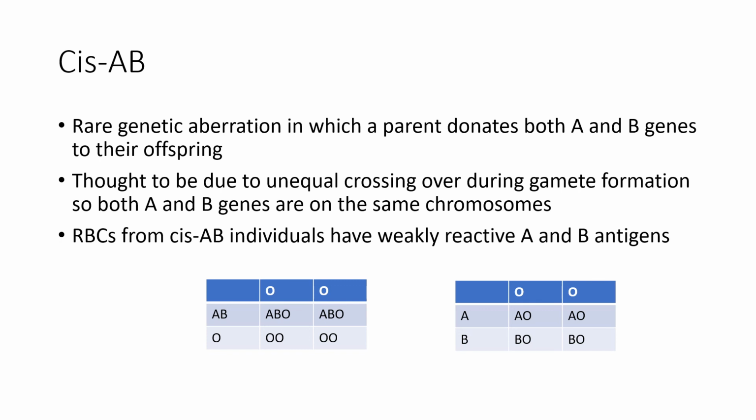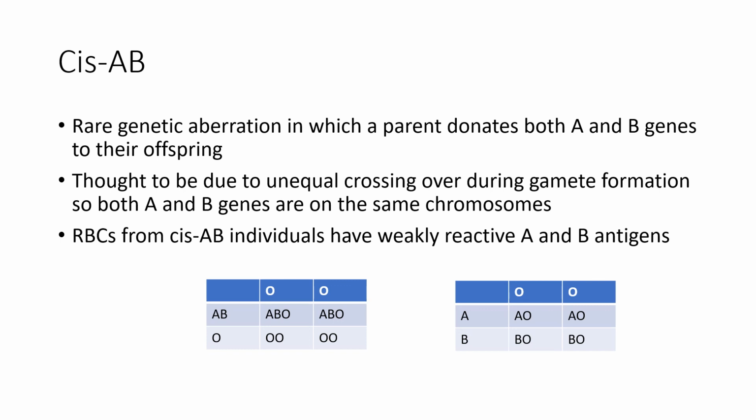The phenomenon of cis-AB is an interesting rare phenomenon. A parent donates both A and B genes on one chromosome. This is thought to be due to crossover between chromosomes during gamete formation. The A and B antigens are weak in this case. You can see that we have some Punnett squares down here, and the first one would be what it would look like with a cis-AB.